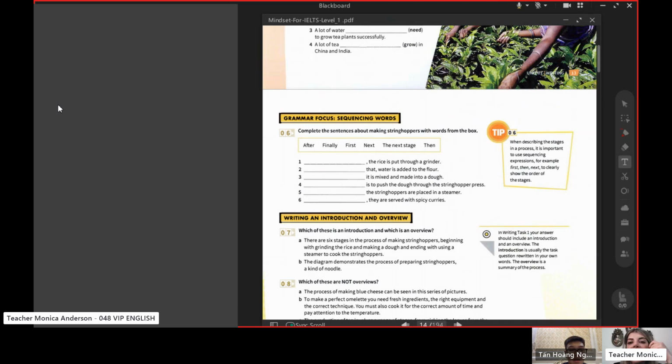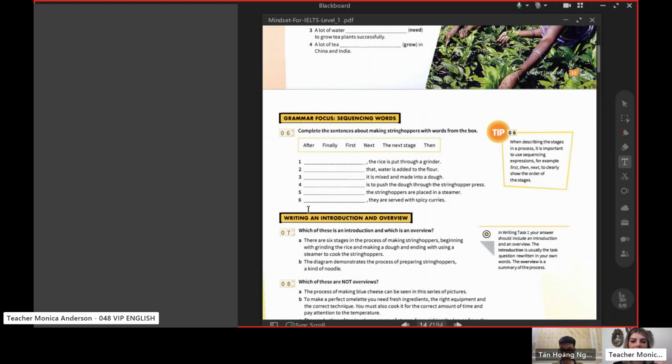4. We have is to push. Like the next stage. Excellent, very good. And 5. Then the string hoppers are cooked in the steamer. Very good. Then or next, they're the same. And the last one? Finally, they are served with spicy curries.